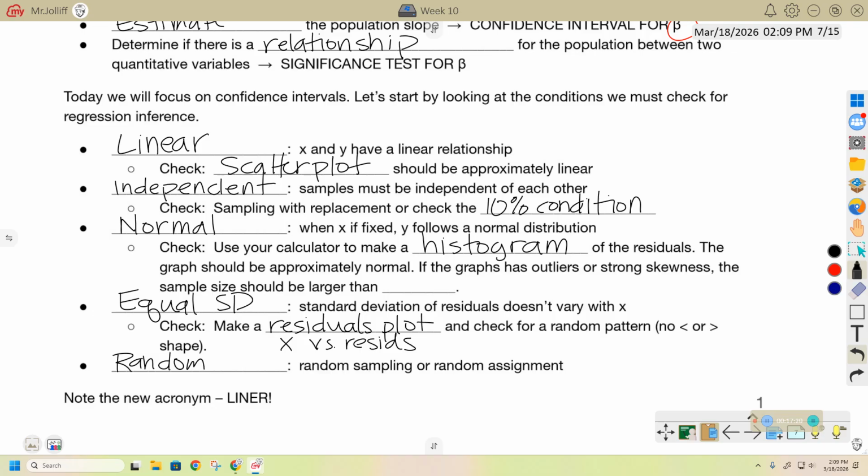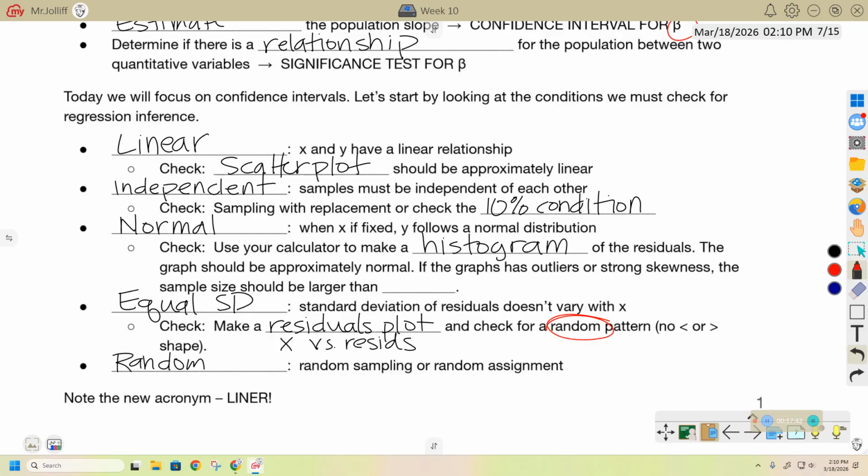If you see fanning, starts out small, gets wide, or starts out wide, gets small, or has a very clear curve, this is a no-go. That is bad. We do not want patterns here. We want random scatter.